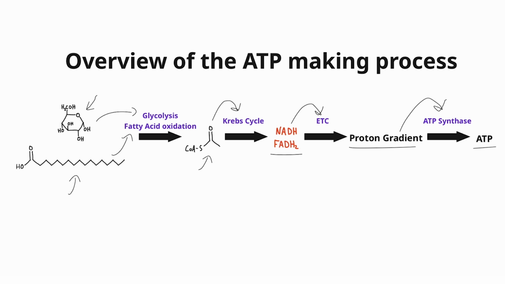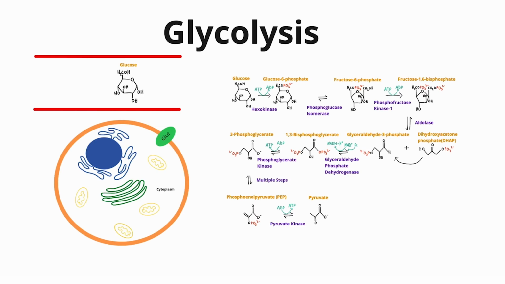And now we're going to break down each one of these steps much more in depth throughout the rest of this video. We'll start with glycolysis, which is the breakdown of glucose. And glucose will travel through the blood vessels and enter cells through GLUT transporters, which are transporter proteins on the membrane of cells. Once glucose is inside of the cell, glycolysis will take place in the cytoplasm.